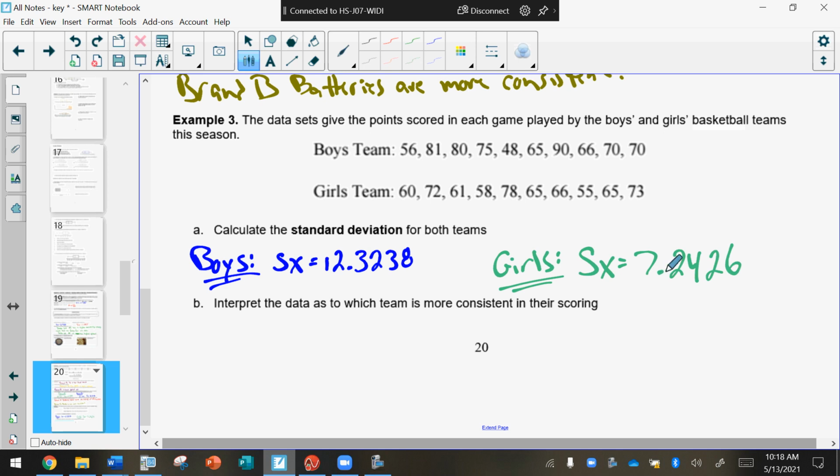So this doesn't tell us which one's higher scores or lower scores. It tells us which one's more spread out, who's more consistent. So interpret the data as to which team is more consistent in their scoring. So which team scores almost always the same, or stays very close to their average score. So less variability, more consistency, and that would be the girls.